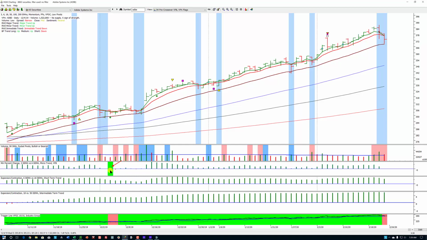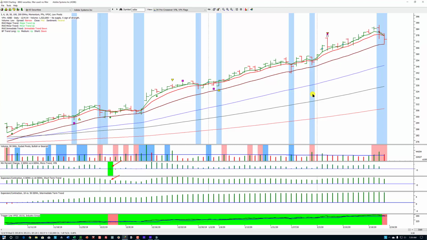How do I know that? I look at this histogram. The 6 was above the 18, and this generated the VPA flag, and you can see what happened. It moved up, came back down, tested this area. This is a low pivot. These bars represent low pivots where you had an opportunity to get into this stock.